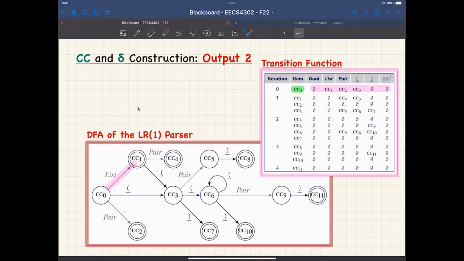Also, we talk about if I give you a particular, let's say, a member in the canonical collection, and then give you some symbol. Remember, a symbol can either be a terminal or non-terminal. And then what should be the corresponding go-to set, right? Make sure you also know how to do it, okay?